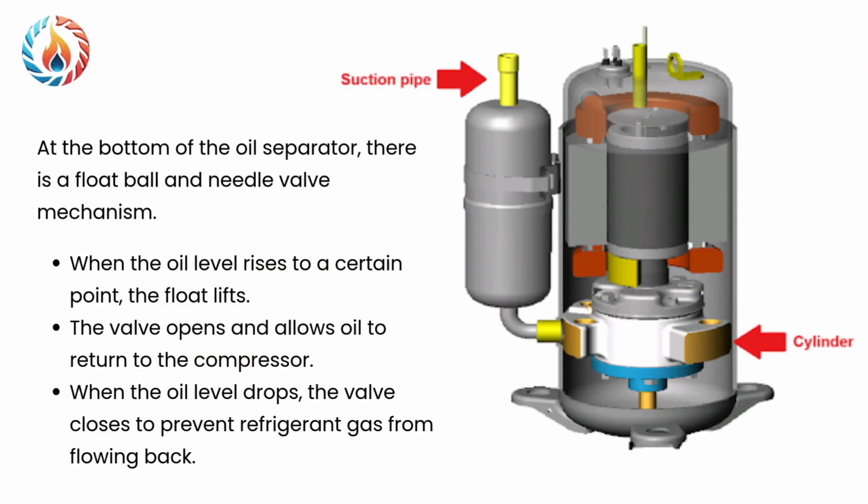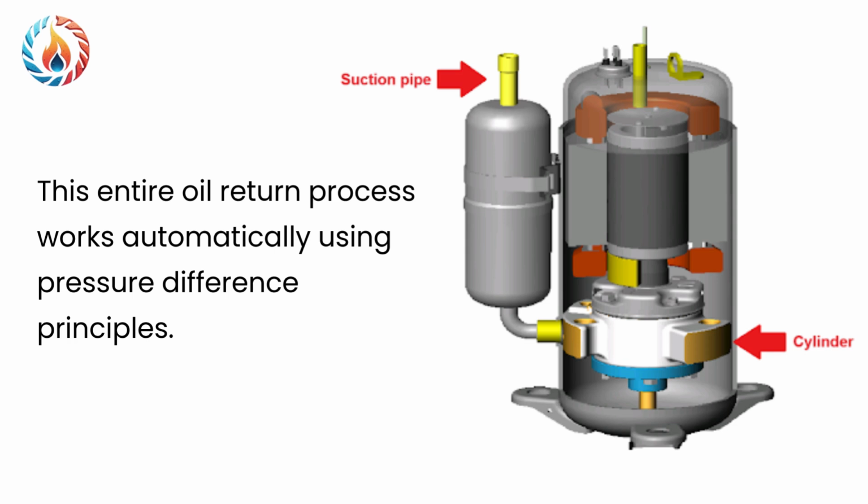At the bottom of the oil separator, there is a float ball and needle valve mechanism. When the oil level rises to a certain point, the float lifts. The valve opens and allows oil to return to the compressor. When the oil level drops, the valve closes to prevent refrigerant gas from flowing back. This entire oil return process works automatically using pressure difference principles.